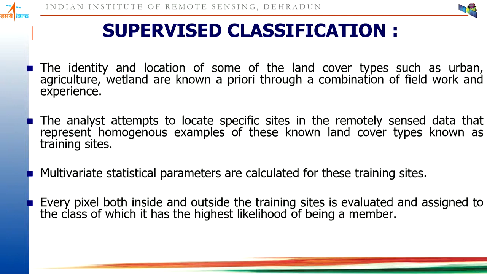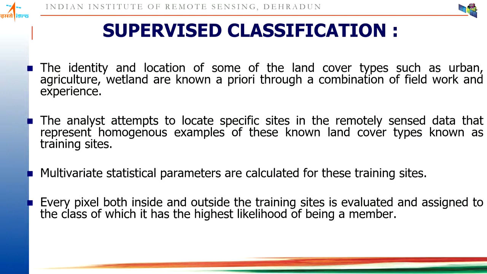Homogeneous means only one single class. It should not have half of the pixels belonging to water and half belonging to sand. Otherwise, the computer will get confused. So, it should have homogeneous pixels of that particular class. Based on the training area that we have selected, the system will calculate multivariate statistical parameters, the same thing that we have discussed just now. It will calculate the mean vector, standard deviation, variance, variance covariance, and all those things. All these statistical parameters will be calculated.